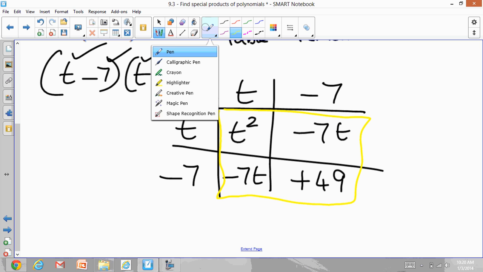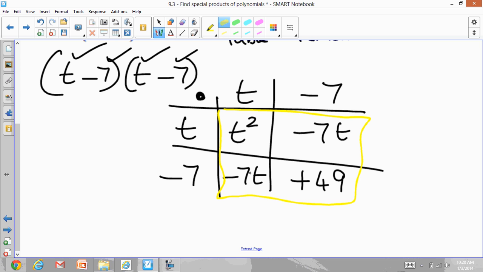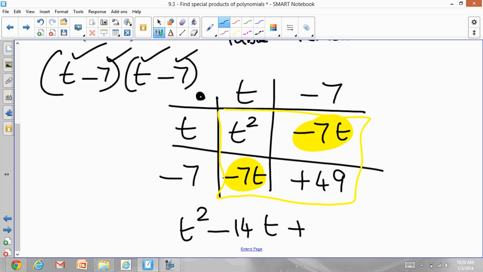So highlighting it to show you, I'm going to combine negative 7t and negative 7t. The t squared I cannot combine, so I'm going to write it as t squared. Negative 7t and negative 7t combine to give you negative 14t, plus 49. And this will be the answer.